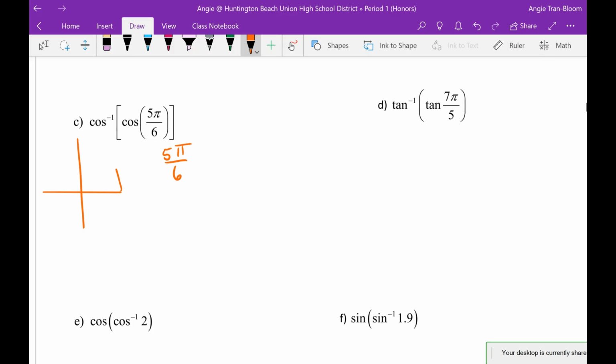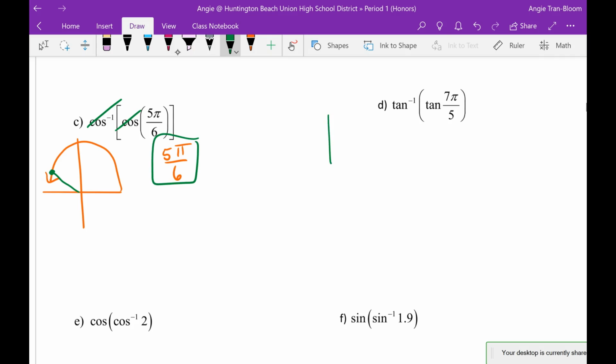C, the inverse function is restricted to quadrants 1 and 2. 5 pi over 6, by the way, what quadrant is that in? Second. Is that still within the restriction of inverse? Yes. So can I cancel those? Perfect. So that's how we come up with that.